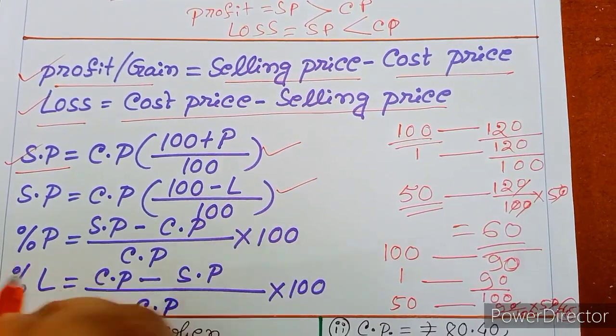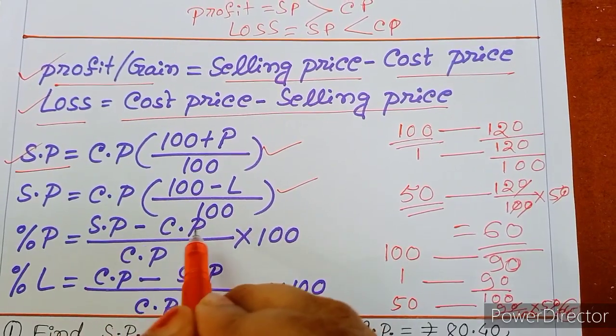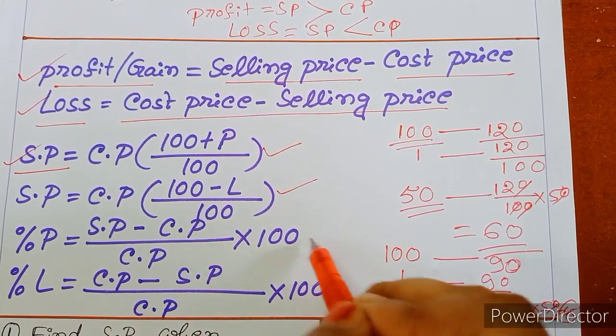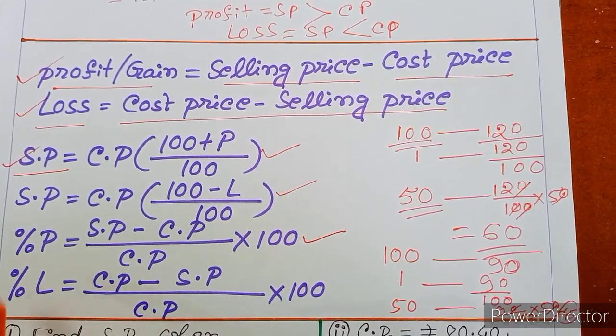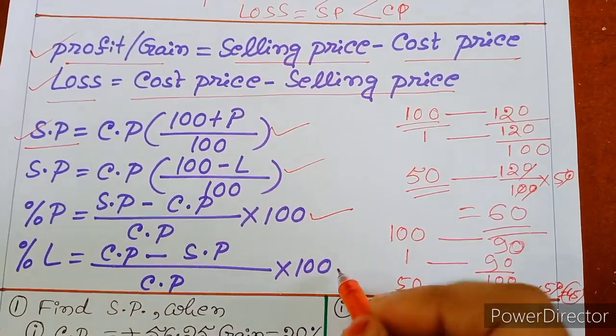So here is the formula, selling price equal to cost price into 100 minus L by 100. L means loss. And percent profit equal to selling price minus cost price by cost price into 100. And percent loss equal to cost price minus selling price by cost price into 100.